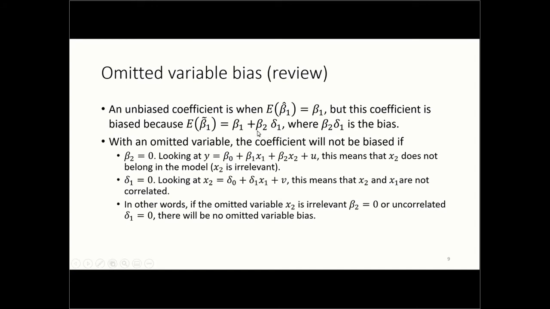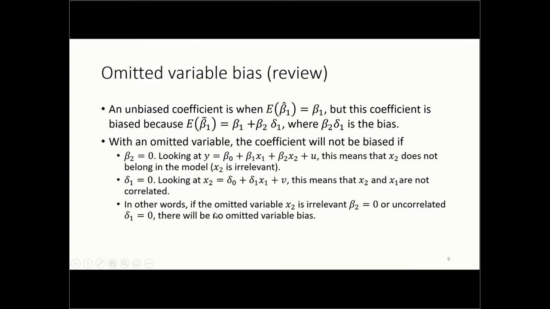Well, there are two cases. One of them is that beta 2 would be equal to 0. So if we look at the original equation, this means that x2 would not belong in the model. That means that x2 would be irrelevant. And the other case is when delta 1 is equal to 0. And that would be to say that there's no relationship between x2 and x1. So in other words, x2 and x1 are not correlated.